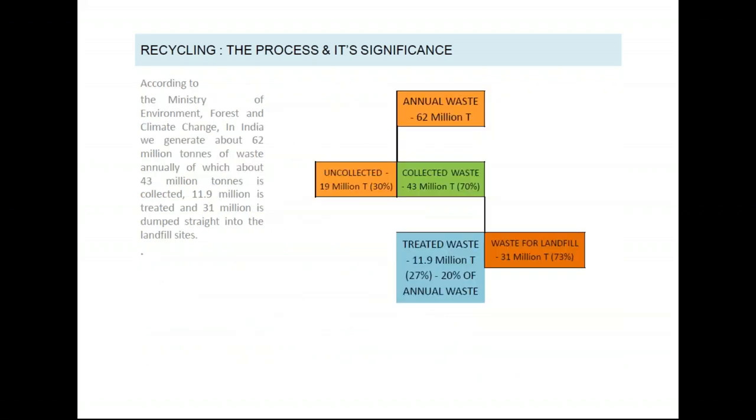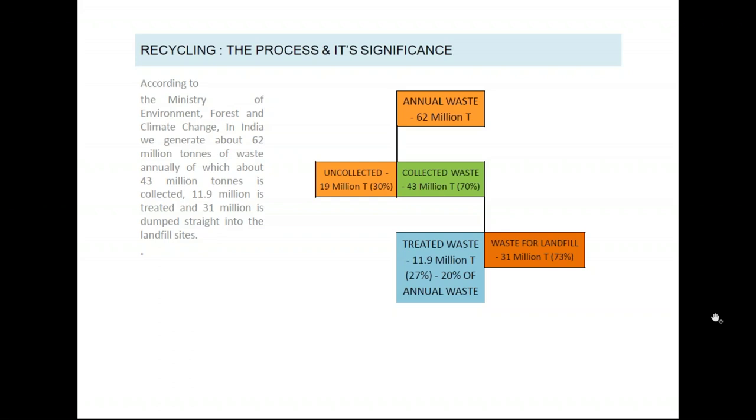Next slide, please. Now about recycling, in our country, India, annually we have a waste of about 62 million tons. This is the total annual waste, out of which we can collect 43 million tons, which is about 70% of the total waste. We have 19 million tons of uncollected waste, which is 30% of the annual waste we could not collect. Now, out of the collected waste, we can treat 11.9 million tons, that is 27%. And we use for landfill the balance part of the waste, which is about 31 million tons.